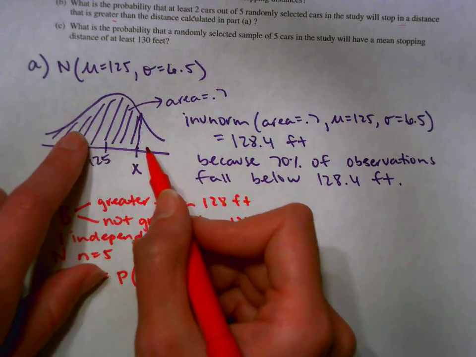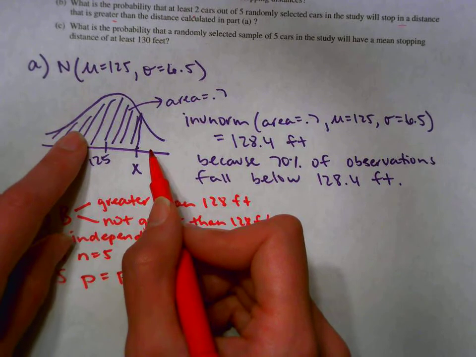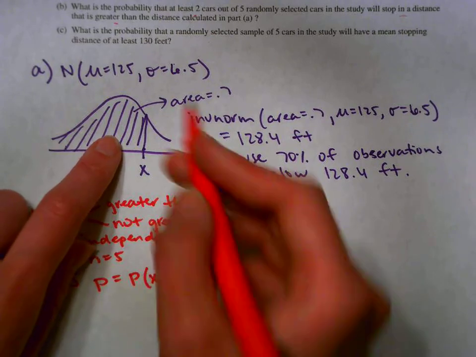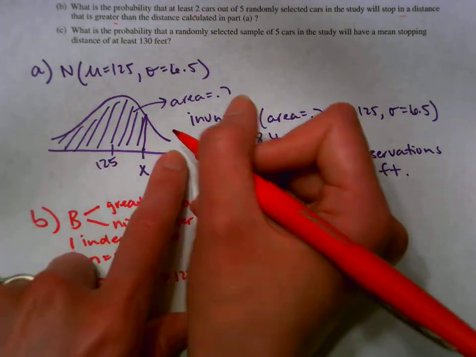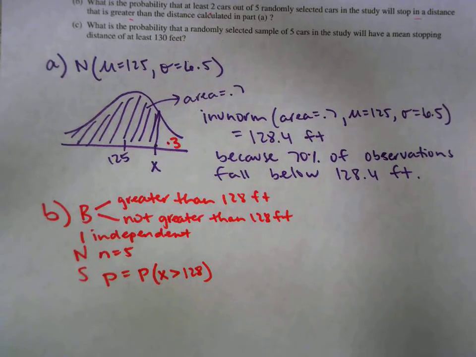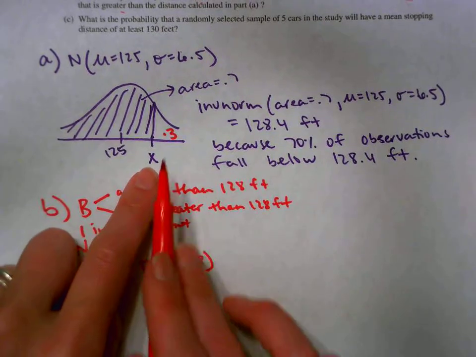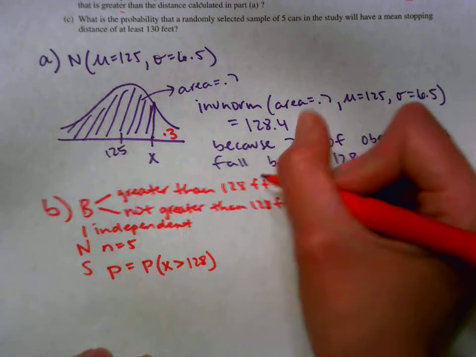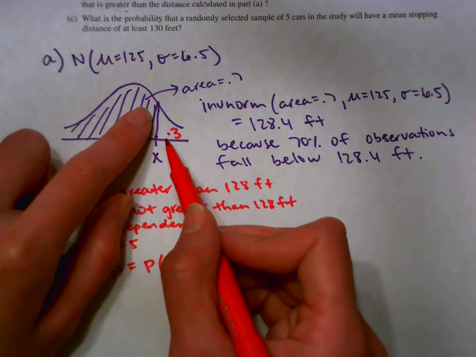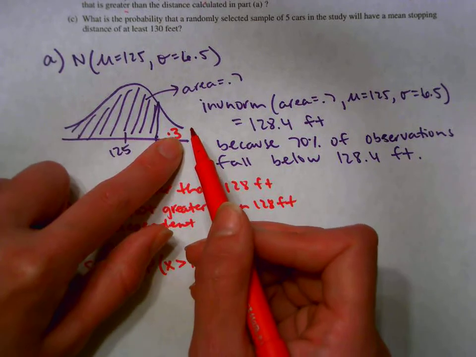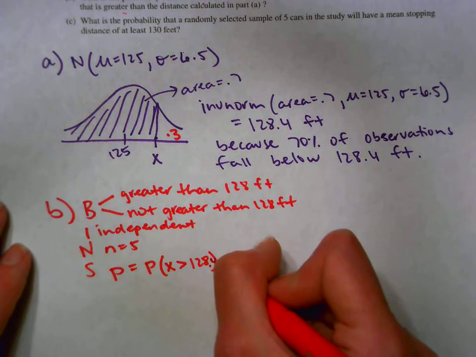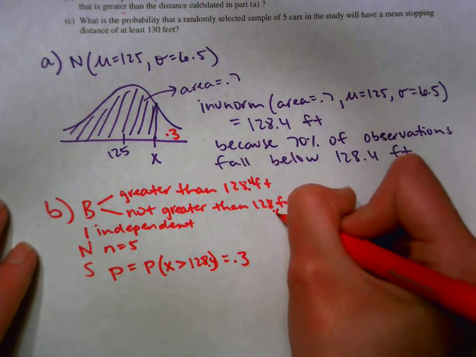Because we did less than 128.4. So how could you find that? All this area should add up to 1, right? So if there's 0.7 below, what's the probability of being greater? It should be 0.3. If you wanted to, you could do normal CDF, with your lower bound 128.4, though I should be using 0.4, not just 128. I don't know why I rounded it. But it would be a lot quicker to think, well, we know there's 0.7 below, so it should be 0.3 above. Should add up to 1. Again, I don't know why I rounded this. Make all those 0.4.